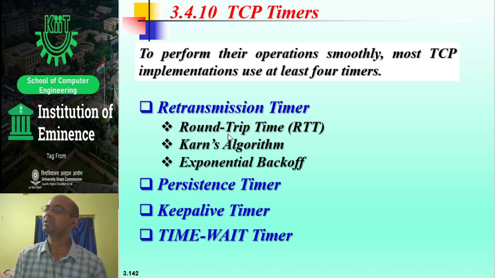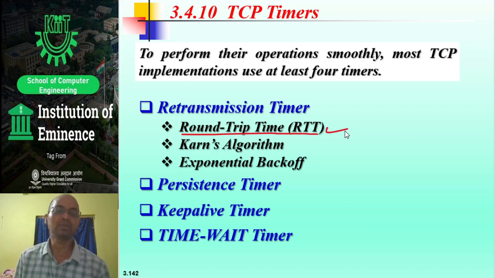Another timer is called round trip time. We already know it is the time it takes to send a message and to get acknowledgement from the other end. That time for sending and time for receiving is commonly known as RTT. And we computed the bandwidth delay product by multiplying the bandwidth and delay. That delay is nothing but the round trip delay, okay?